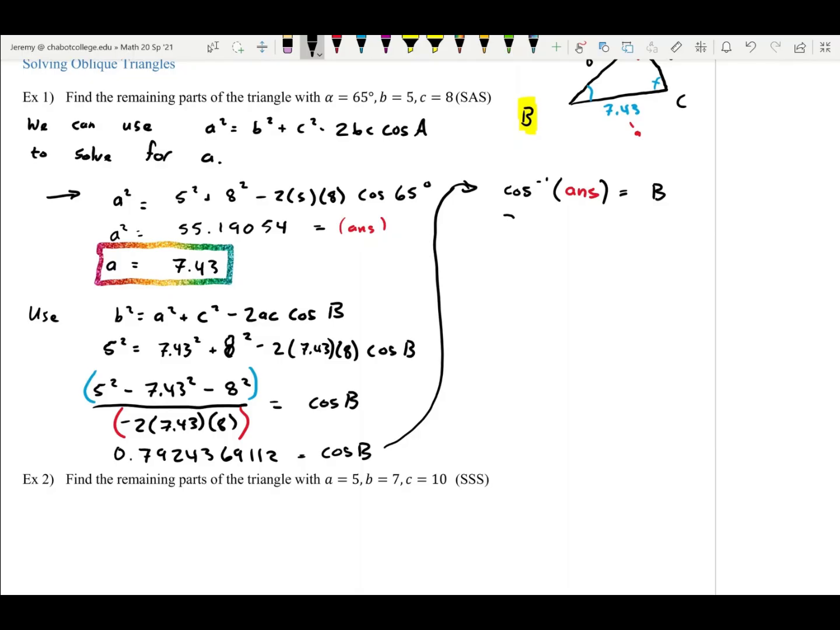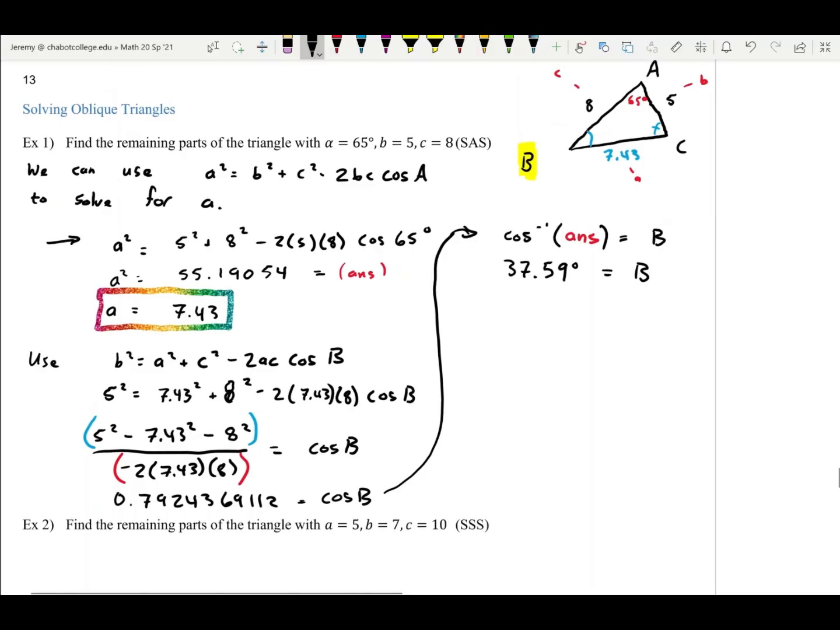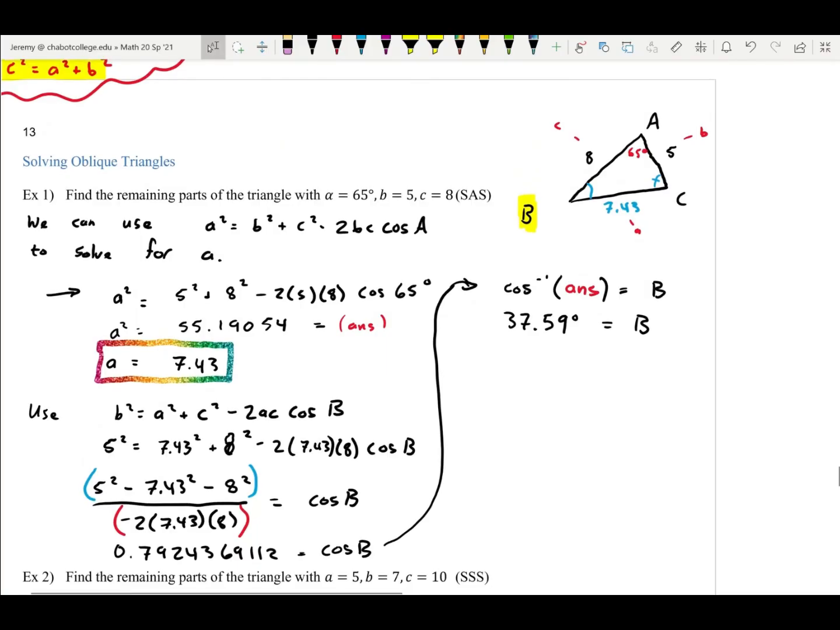And here's what I got. I got 37.5, and I'm just going to round to 2 decimal places, 37.59 degrees. And that is the angle B. Okay, so there's that second thing that I needed. So now I can write that in. So that angle B there, whoops, that angle B is about 37.59 degrees.